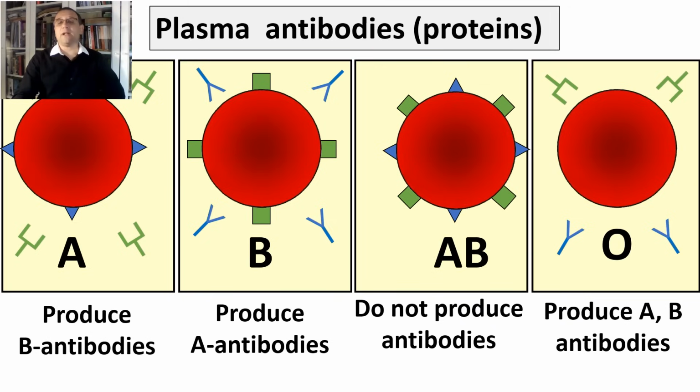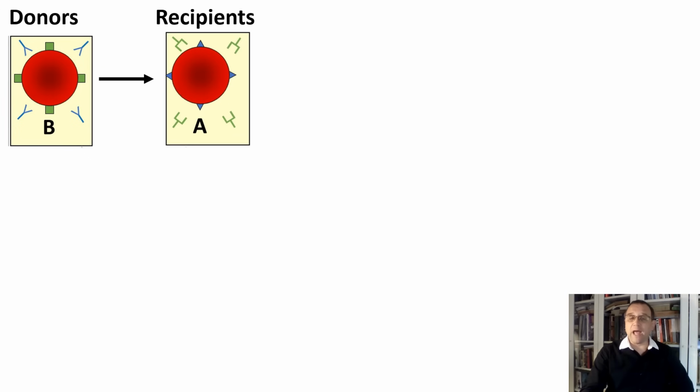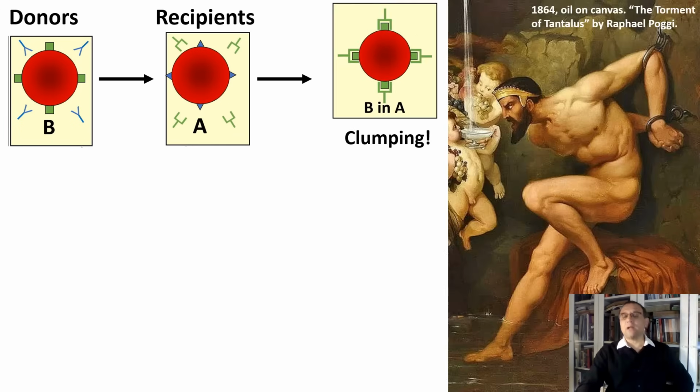If this is not clear, let's take a look at different types of blood transfusion scenarios again. Learning is a matter of repetition. Let's say we have donor B and we will transfuse his blood to a recipient with blood type A. What will happen? If you say clumping will occur, you are correct. Our recipient will die from this transfusion because clumping will occur. The cells become bound and immobilized, like Tantalus in the painting of Raphael Poggi.